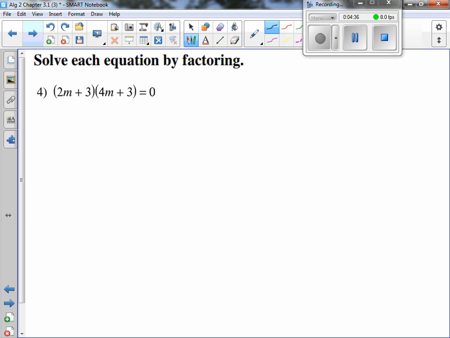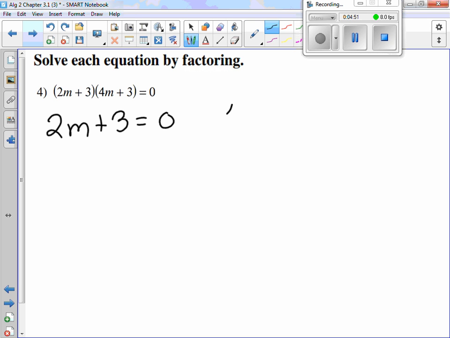Let's look at this one here. For this one, we do have 2 things multiplied together to give me 0, yes? So we can set each one of these equal to 0, because according to the zero product property, when any 2 things multiplied together give me 0, one of them has to be 0. I don't normally say both have to be 0. It's either one or the other, because as we saw there, the values differed, didn't they?